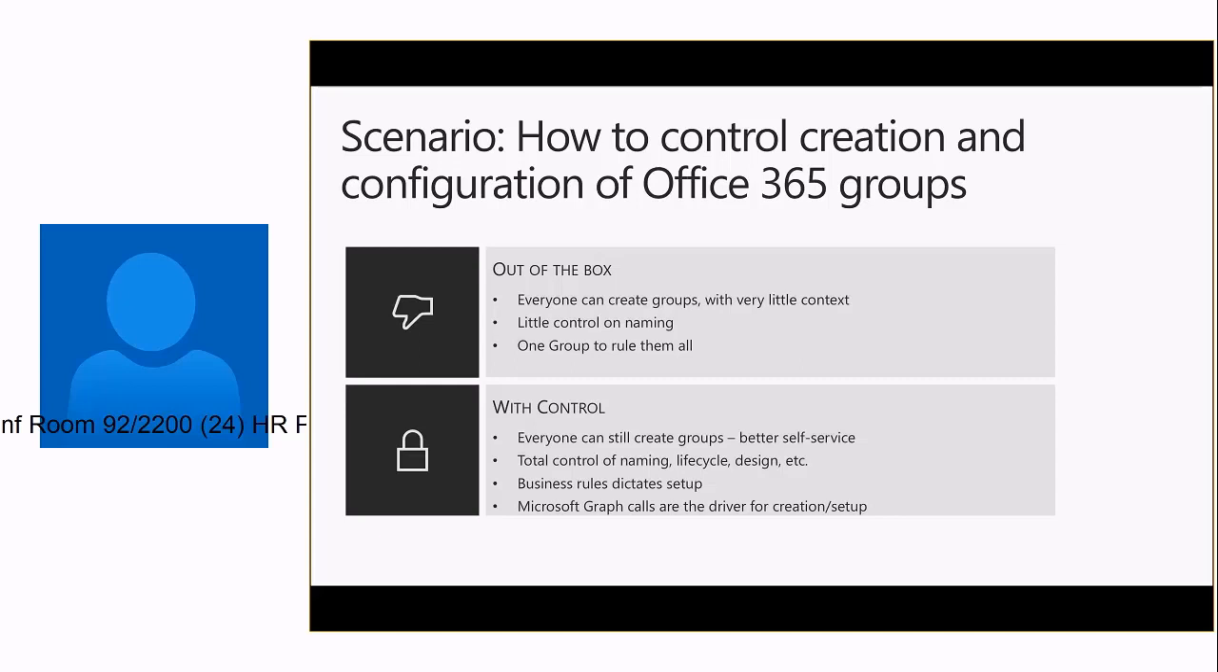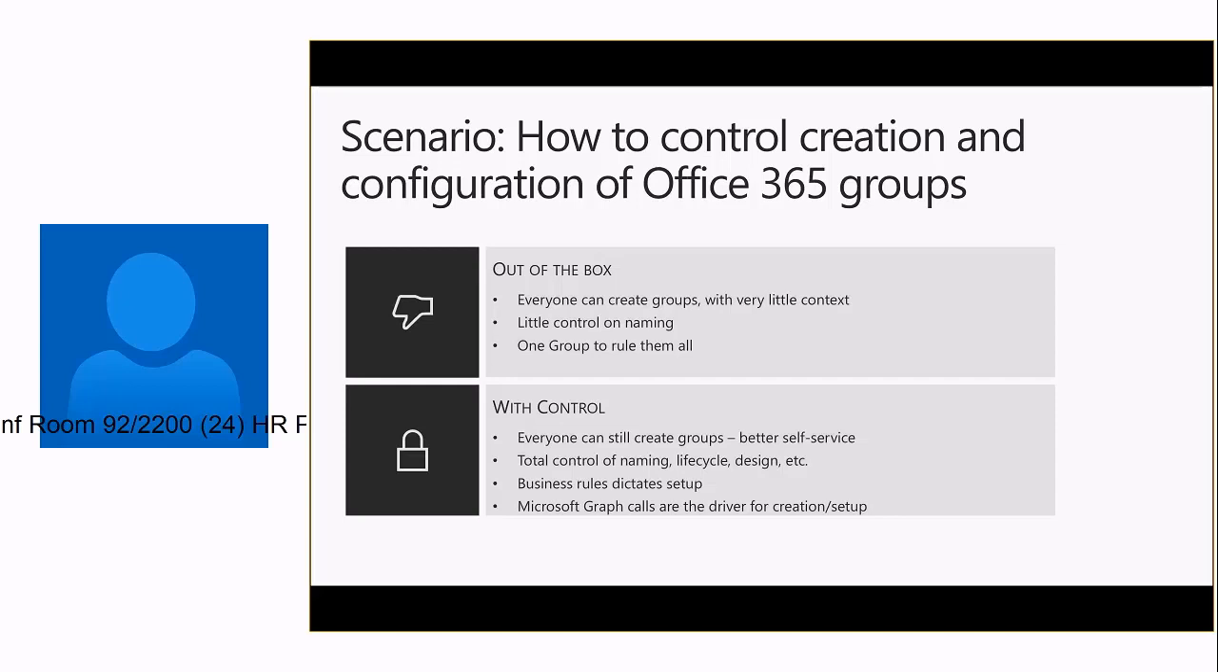We want more control. Everyone can still create groups, but we have our own, we'll use a SharePoint list right now, where you have to enter more parameters, and you can have a secondary owner. We want different logos by default on the groups. We might or might not want to enable Teams by default. Different business requirements, basically. So that's where the Graph comes in.